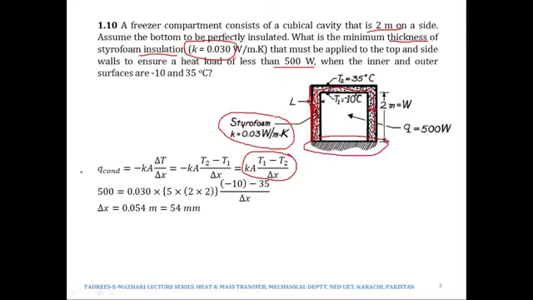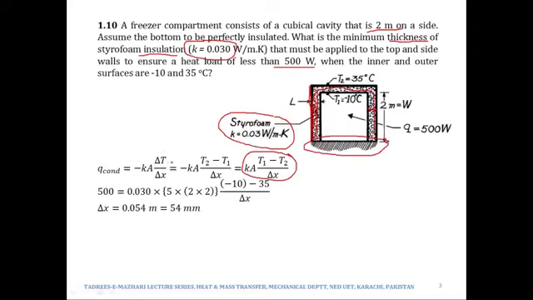We are given that the heat transfer needs to be less than 500 watts, so we will take it as 500 watts. In this expression, Q is k A delta T over delta X. Kindly remember that Q is in watts, and k is in watts per meter Kelvin or watts per meter degree Celsius. Both are the same, because a temperature difference in degrees Celsius is equal to the temperature difference in Kelvin. A is the area normal to the direction of heat flow. Delta T is the temperature difference between any two sections.